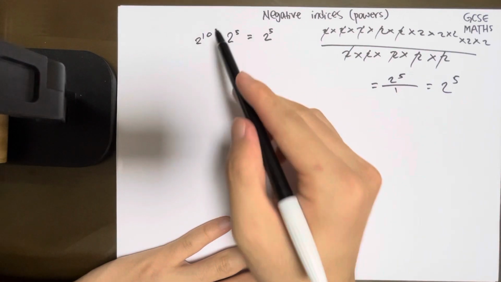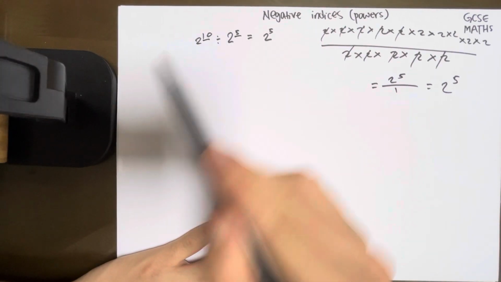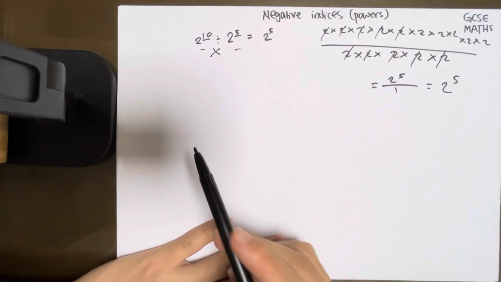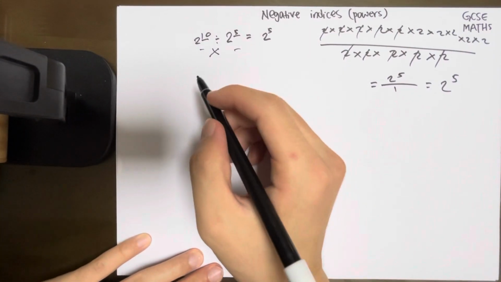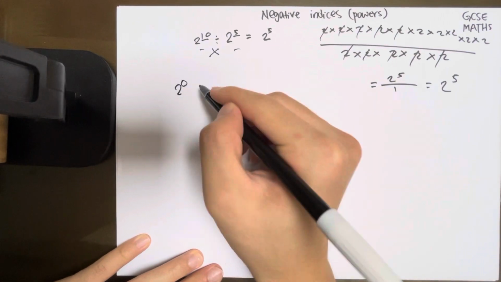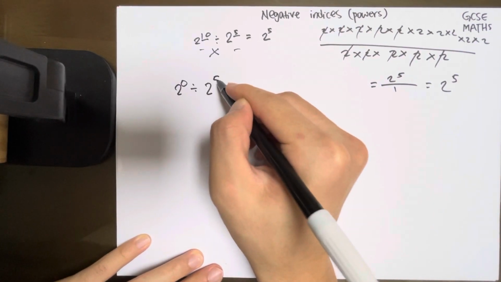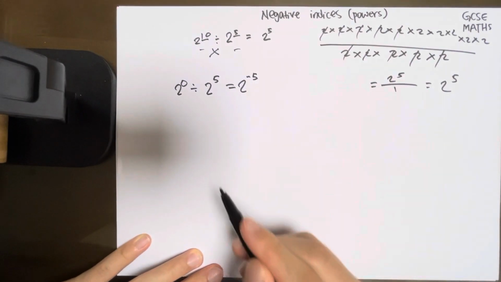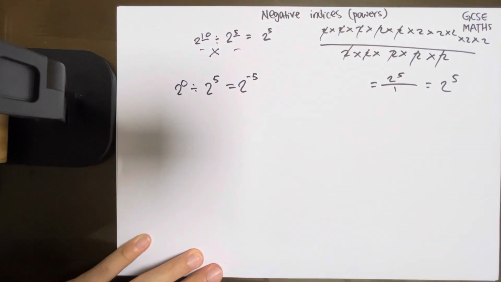So what does this show us? We can just minus the indices when we're dividing, and when we're multiplying, we would add the indices. So with this logic, what would happen if we had 2 to the power of 0 divided by 2 to the power of 5? Well, with that logic, we'd have 2 to the power of minus 5, because 0 minus 5 is minus 5.